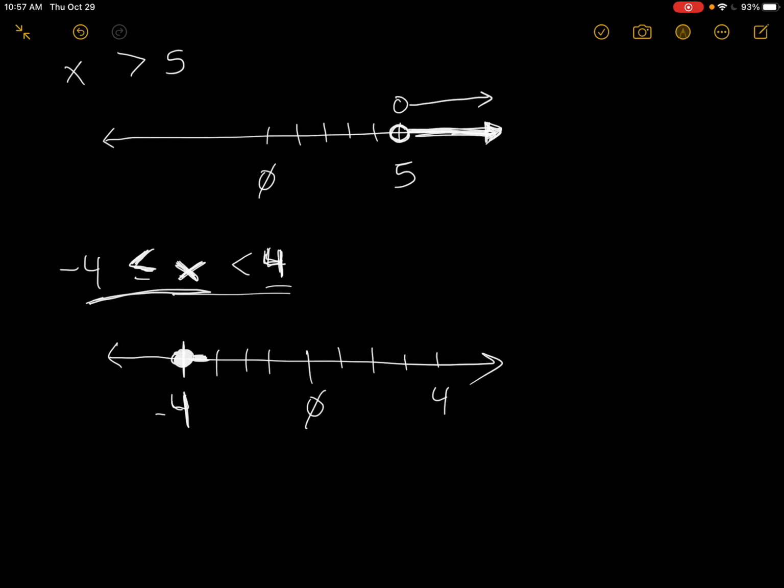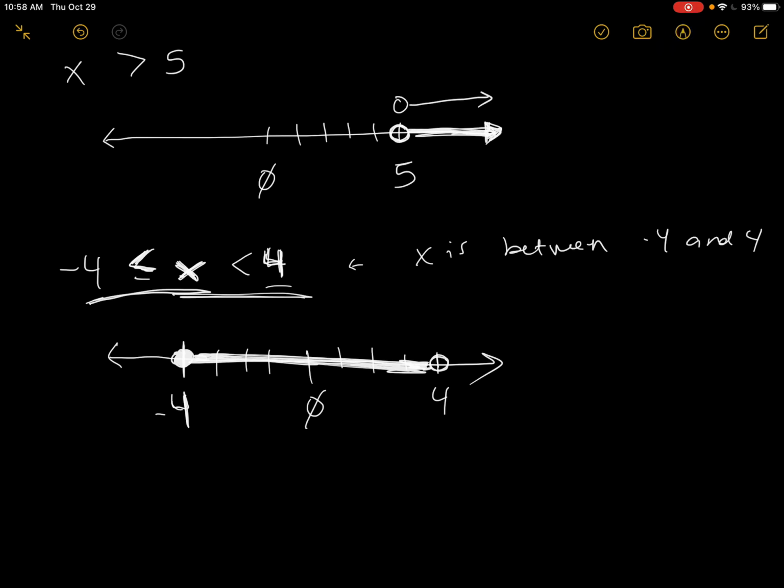And then I'm going to do the other side. X is less than 4. Open circle, right? Because it can't be equal to 4, just less than. Less than means I shade this way, and that means I can shade where they meet. Right, so because x is between -4 and 4. That's essentially what this is telling us.